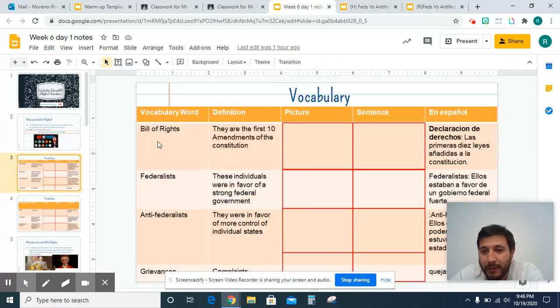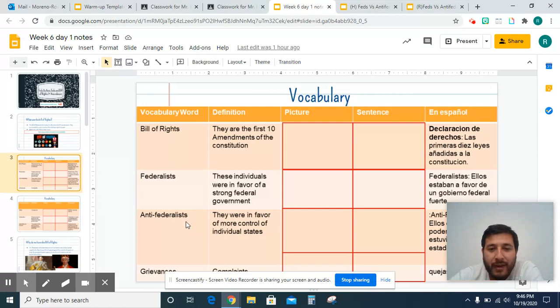So we have the Bill of Rights. They are the first 10 amendments of the Constitution. And remember, I also have them in Spanish, just in case you have trouble. There's the Federalists. These people were in favor of having a strong federal government. And so the federal government is like the US government, as in all the US, okay?